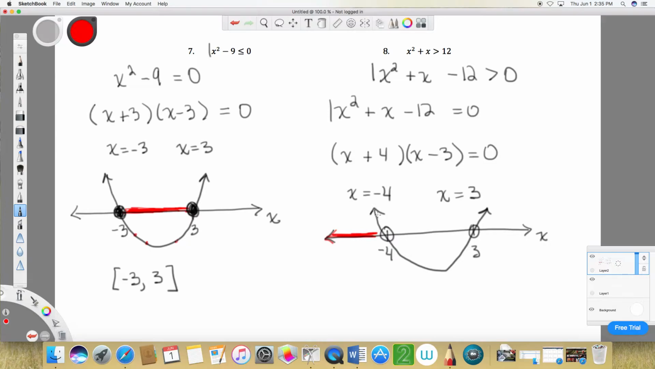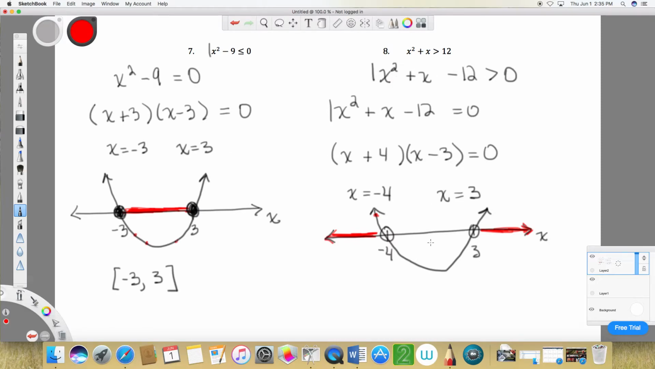strictly smaller than -4. All of these points to the left of -4, all of the y-coordinates of these points will be positive because you're above the x-axis. Or if you're over here greater than 3, pick a number like 4 and plug it in, and this arithmetic is guaranteed to result in a positive number.